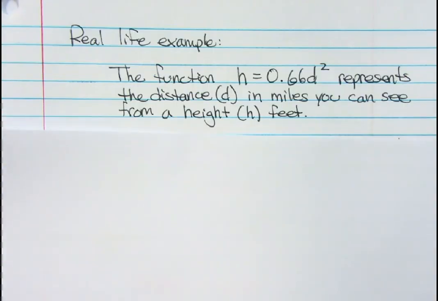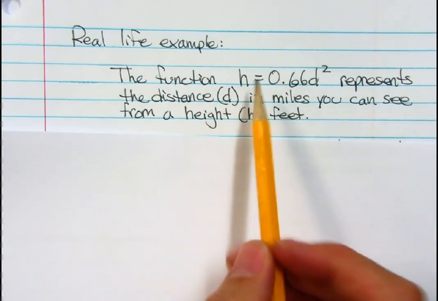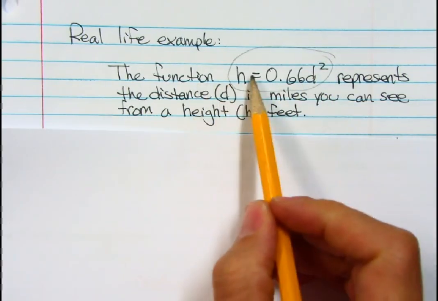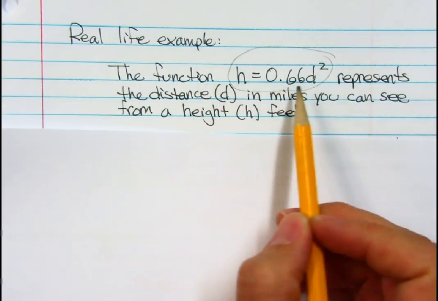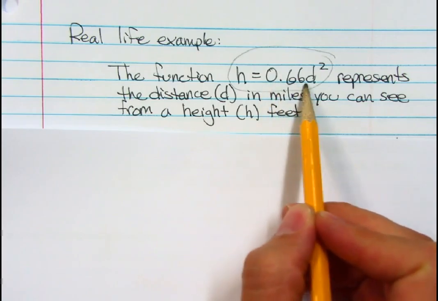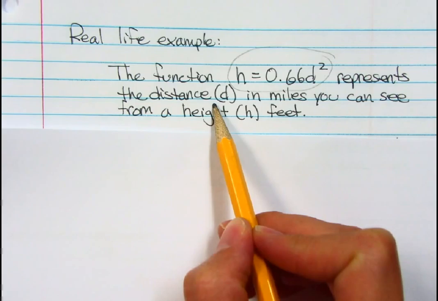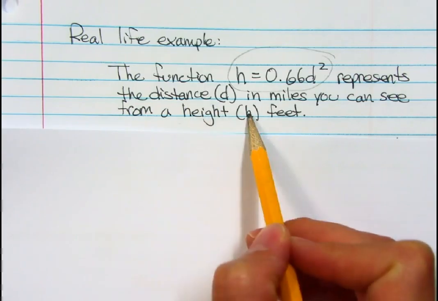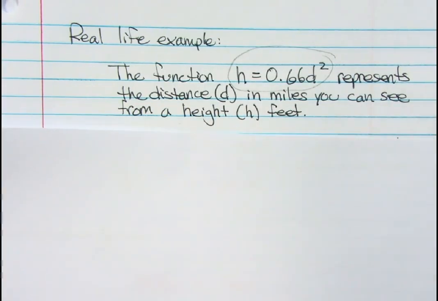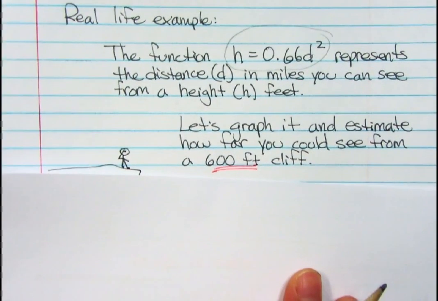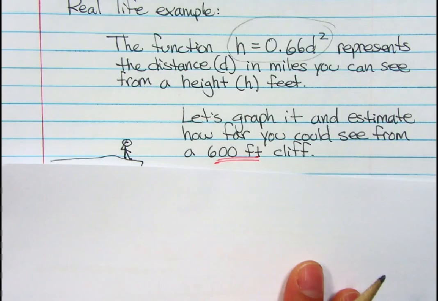I've got one more real life example for you to get down. This is kind of a cool one too, so you can maybe remember this one. Look, in the function d, where h is height in feet, h equals 0.66 times d squared, d represents the distance in miles you can see from a certain height. So let's put that to play. Let's graph and estimate how far you can see from 600 feet.